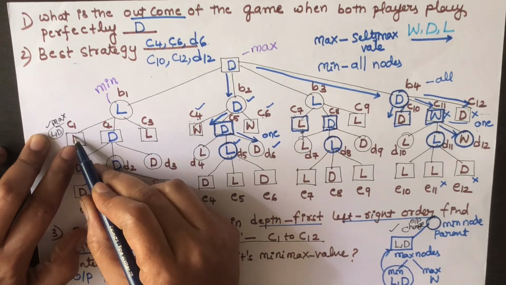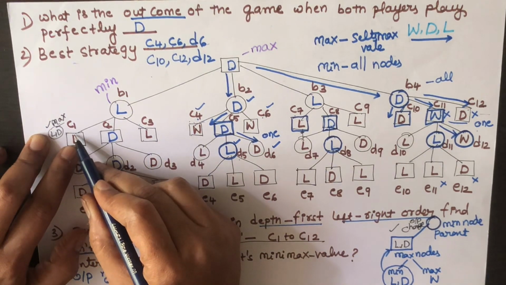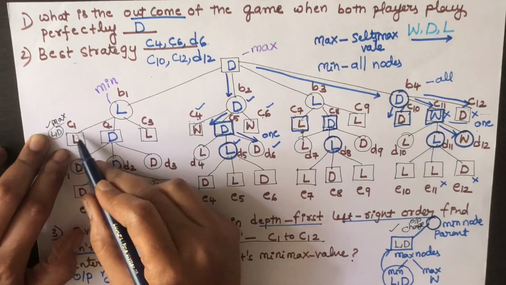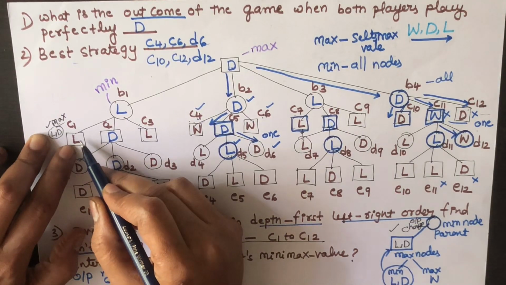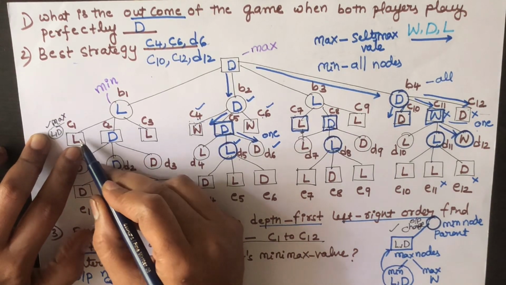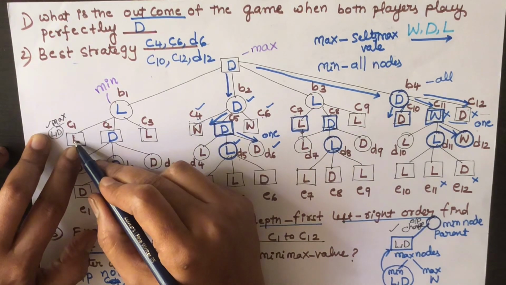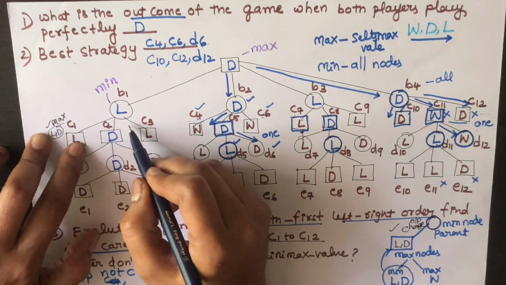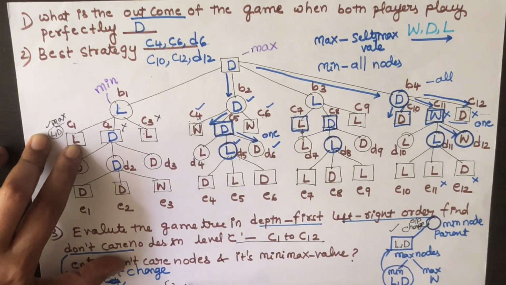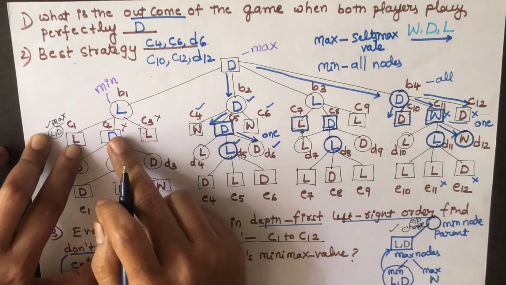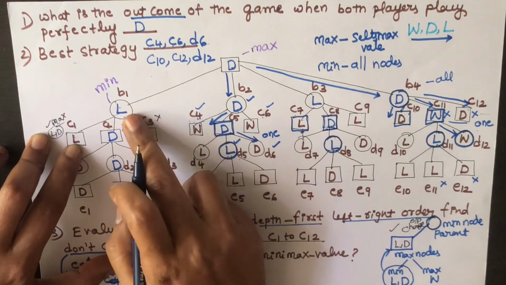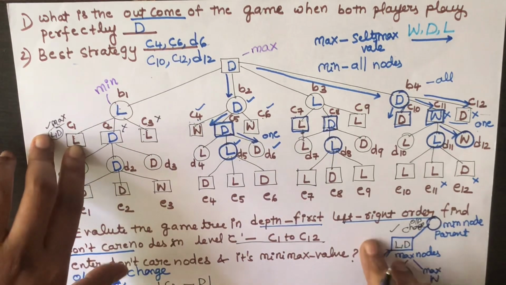C1 is a max node, but it has a minimum value, loss or draw, so it can change the output. First loss can change the output. The rest do not change. So C2 and C3 are don't care nodes with values draw and loss. These two are don't care nodes because they do not affect the output of this minimum node.